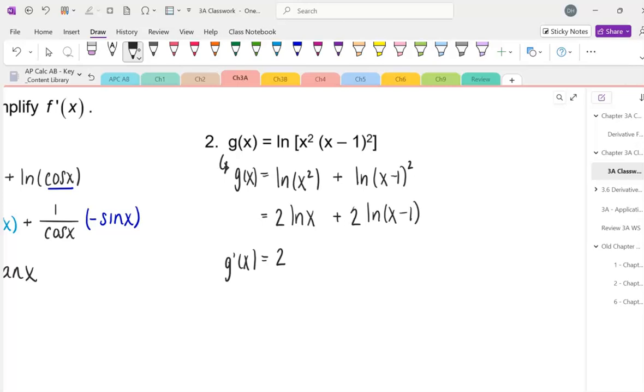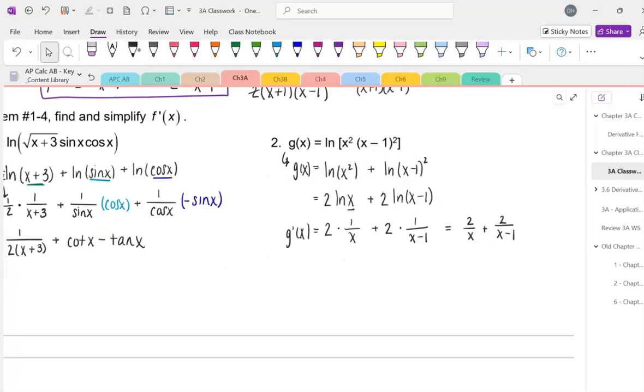Drop down the constant times 1 over the rewrite times the derivative of x, which is just 1, plus drop down the constant times 1 over the rewrite times the derivative of x minus 1, which is just 1. So really the derivative is 2 over x plus 2 over x minus 1. And you can go ahead and leave your answer just like this. And that's how I want you to keep it.